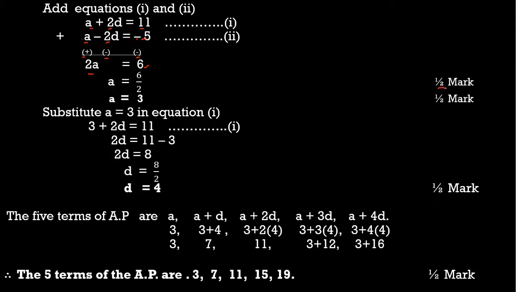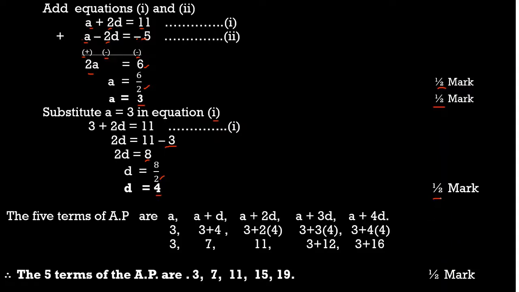Write 2 this side, A is equals to 6 divided by 2 is 3. So, the first term A is 3. This step has half marks. Now, substitute A value in equation number 1. 3 plus 2D is 11. Writing 3 this side, plus 3 becomes minus 3. 11 minus 3 is 8. D is equals to 8 divided by 2 is 4. D is equals to 4. Finding D value, we will get half marks.